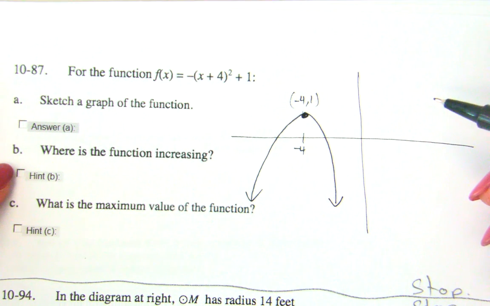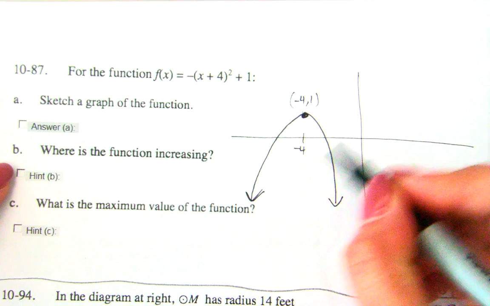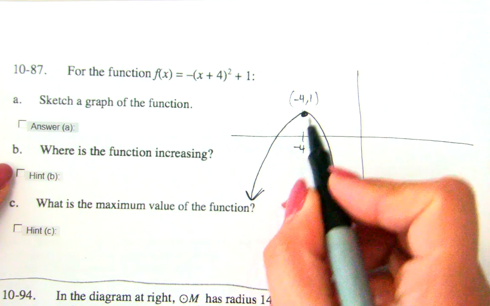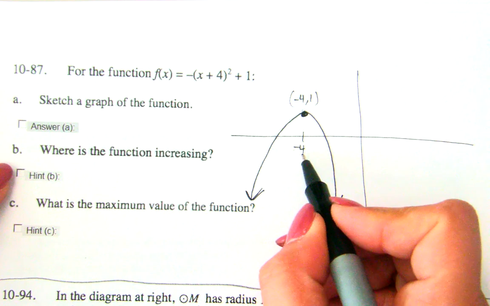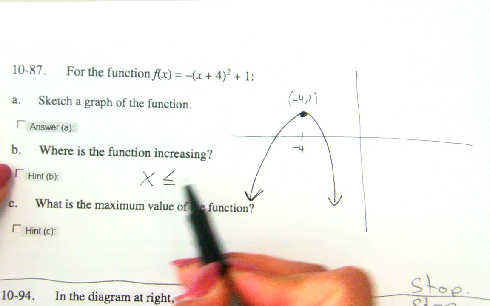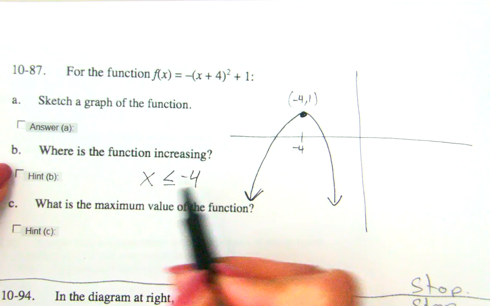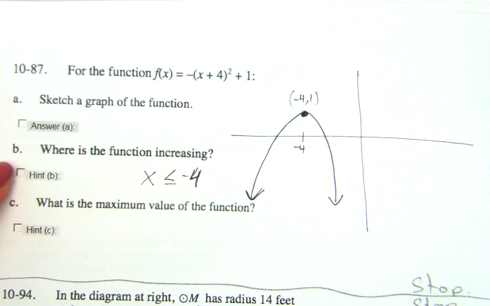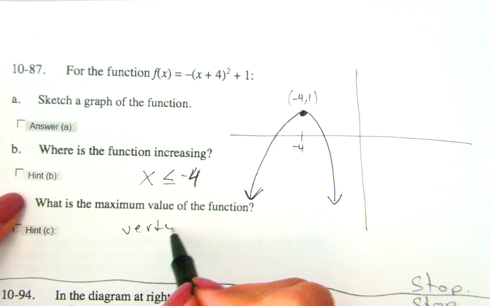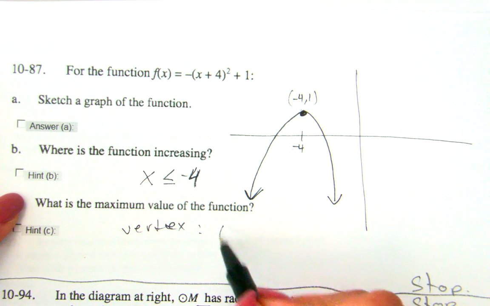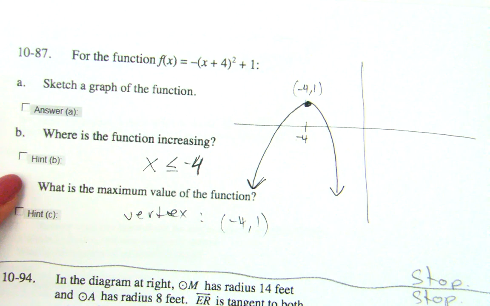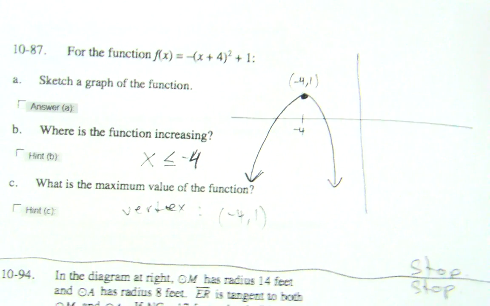Where is the function increasing? It's going up for any number that's less than -4. So technically, any number on the x-axis that is less than or equal to -4 would be increasing. What is the maximum value? Well, your vertex is pretty much your max. So your vertex of -4, 1 is your maximum value.